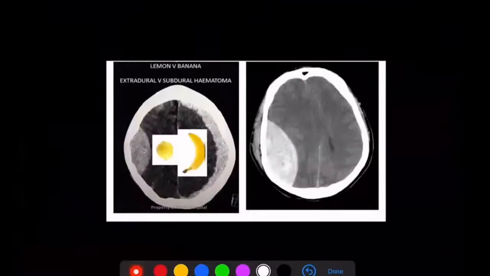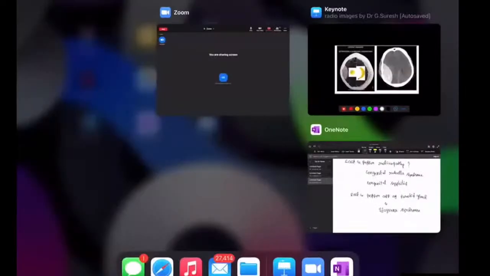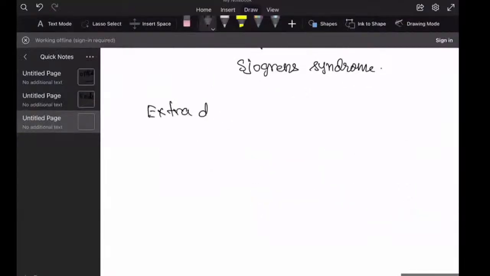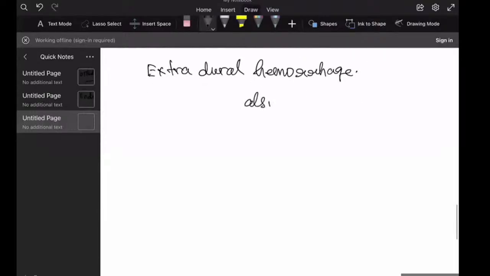Yes. So here we have the image of extradural hemorrhage and subdural hemorrhage. Extradural hemorrhage and subdural hemorrhage are very, very important, the most important CT scan findings of the brain, mainly for surgery or radiology. They can ask you a question: extradural hemorrhage or subdural or subarachnoid. Very much important. Please read whatever is given in the notes.